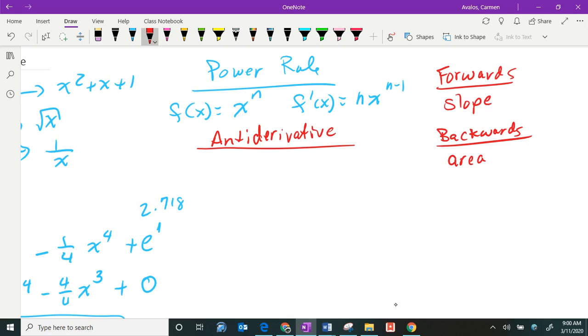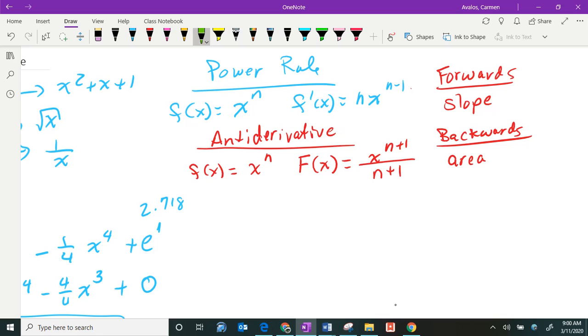So the antiderivative says that if I have f of x here, then I have x to the n. We use a capital F to say that we are going backwards. Since the power rule is that we multiply the n to the coefficient and then subtract 1, going backwards says that now I am going to add 1 to the n, and then instead of multiplying, we're going to divide by that. So that's the antiderivative.